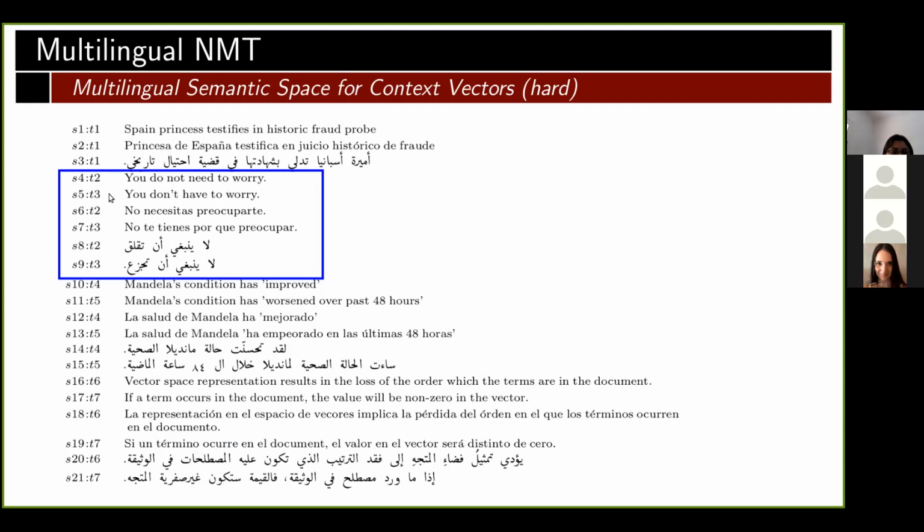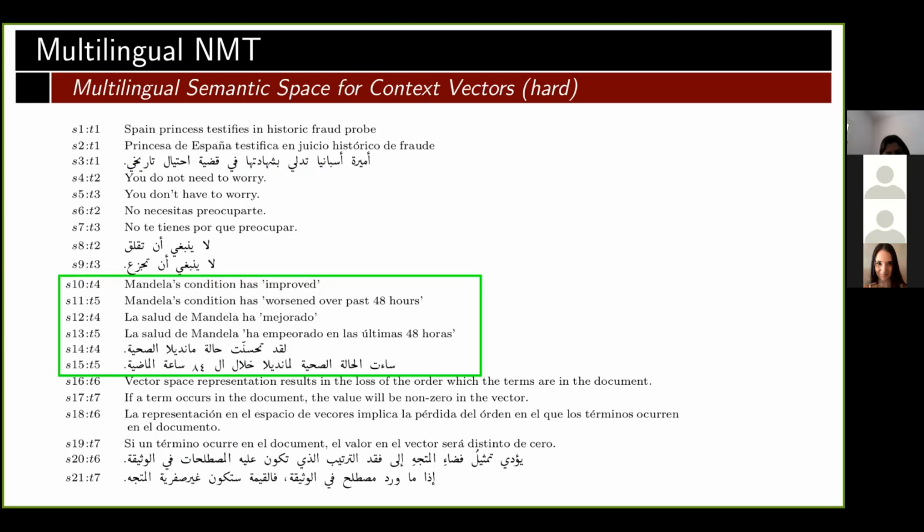Sentence 4 to sentence 5 are small variations of the same sentence in English, or sentence 4 and sentence 6 are exactly the same sentence in 2 different languages. So this is a question that we want to answer next.